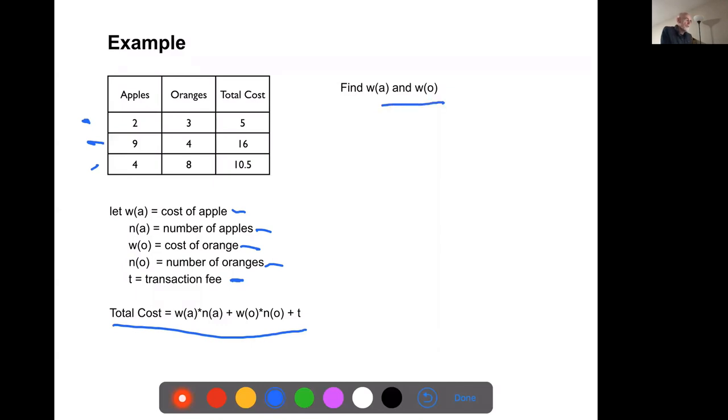Now we want to find the apple costs and the orange costs. And of course, if you remember, I used to have this in high school linear algebra, we can create three simultaneous equations and then use them to solve it.